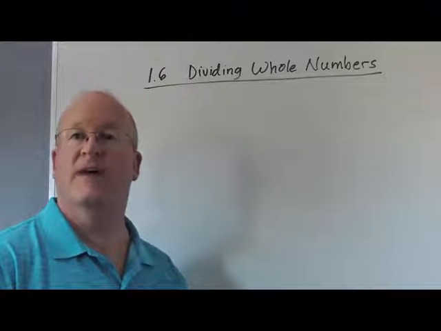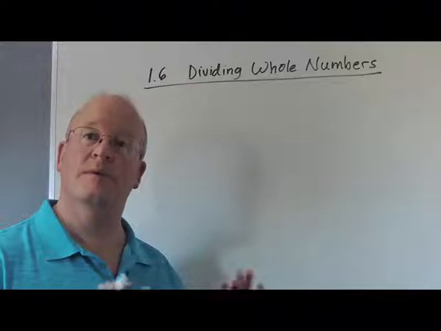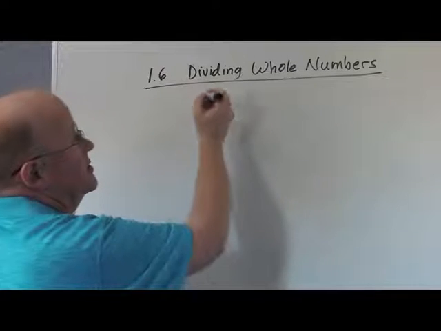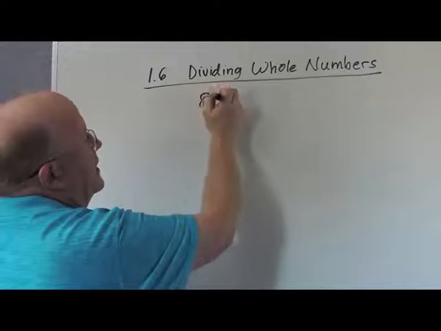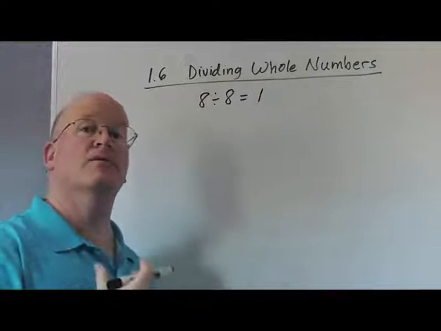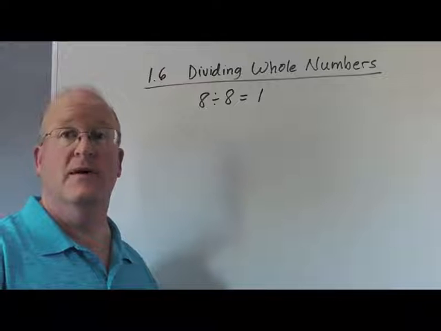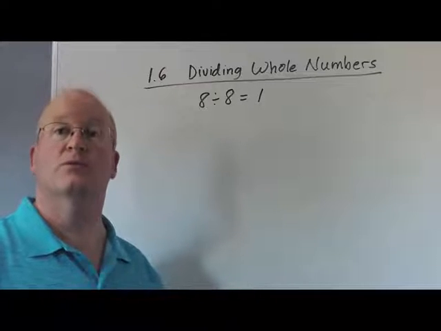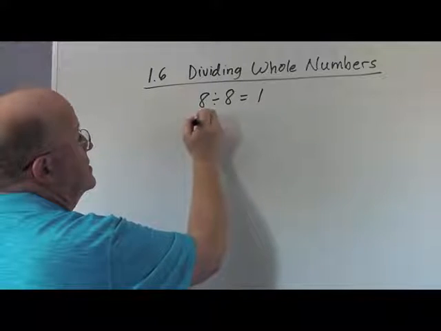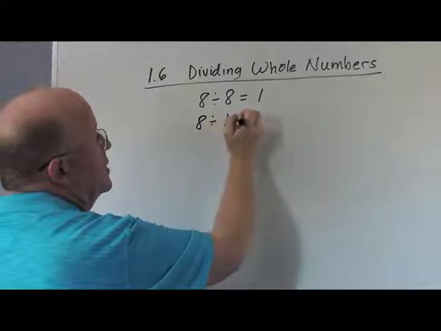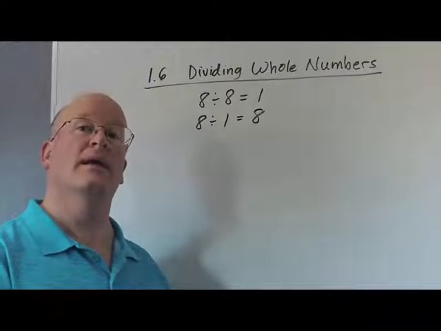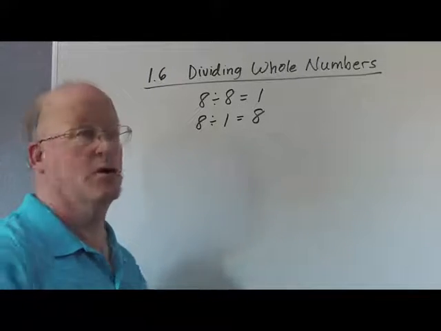Now we're going to start dividing whole numbers, and we're going to begin with some rather simple properties, but they're essential properties that you understand. We're going to begin with something like 8 divided by 8 is equal to 1. Anytime you divide a number by itself, the quotient, that's the answer to a division problem, is equal to 1. If I want to take 8 divided by 1, that will equal 8. Any number divided by 1 gives itself as the quotient.